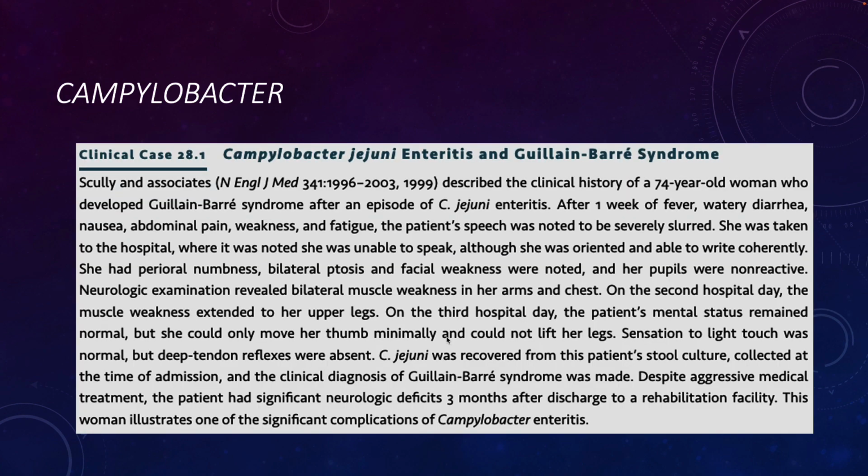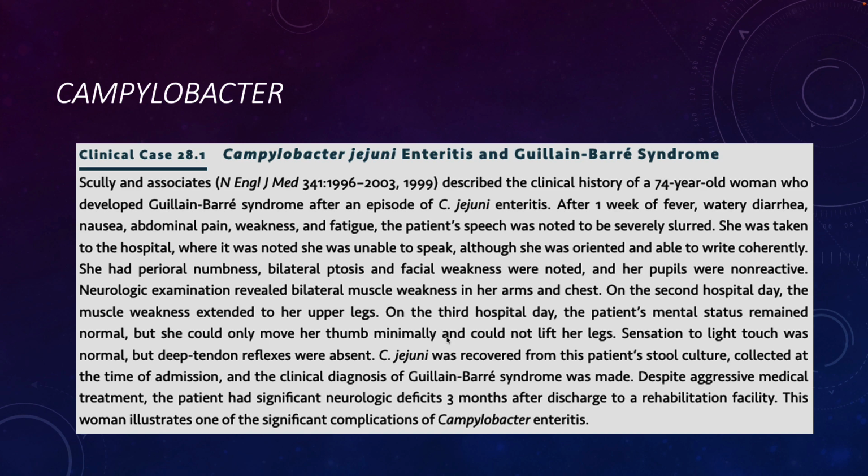In this case study, there's a 74-year-old woman who developed Guillain-Barré after an episode of Campylobacter jejuni enteritis. After 1 week of fever, diarrhea, nausea, pain, weakness, and fatigue, the patient's speech was noted to be severely slurred. She was taken to the hospital, where it was noted she was unable to speak, although she was oriented and able to write coherently. So that ruled out a stroke.